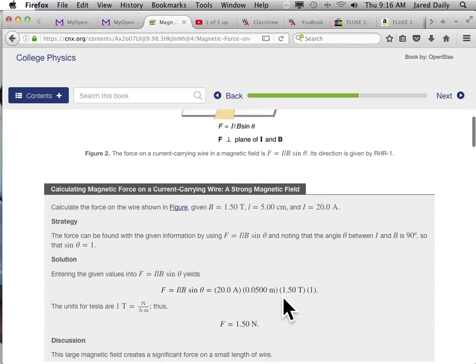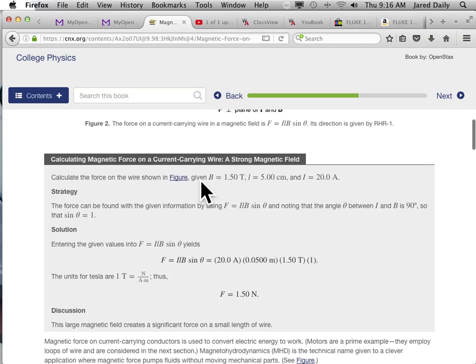It gives you the same calculation essentially. So here's a wire in a magnetic field. The magnetic field is 1.5 Tesla, pretty strong field. The length of the wire that is in the field is 5 centimeters. And the current is 20 amps, and it's going to be 90 degrees to it, so the sine of 90 is going to equal 1, and we'll be good to go. We plug in our numbers. We get 20 times 0.05 times 1.5, and the sine of the angle is 1, and we get a force of 1.5 newtons, which for a wire is a fair amount of force.